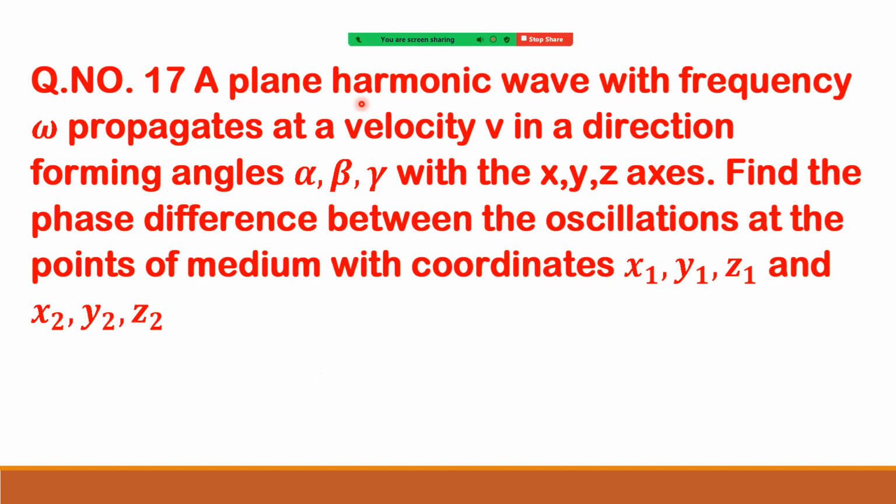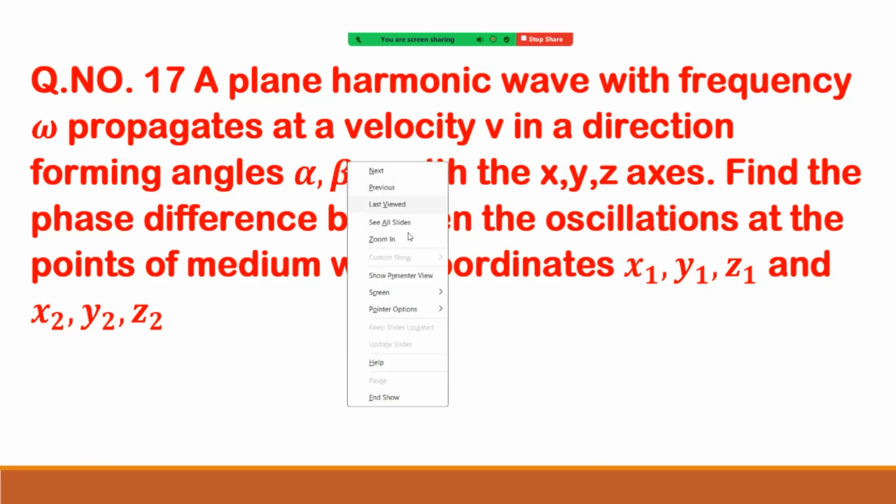It is a plane harmonic wave. Frequency given, velocity given. Its direction is making angles alpha, beta, gamma with x, y, z axis. Find phase difference between the oscillations at the points of the medium. We are given 2 points. Their coordinates are given. We have to find the phase difference. Right. See how we start the problem.